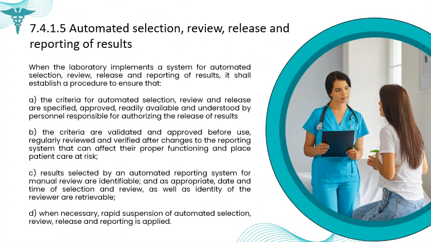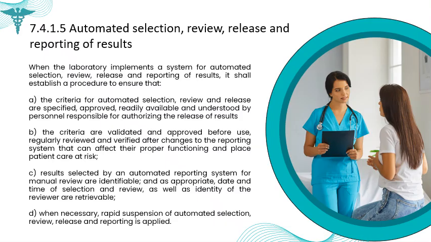Automated selection, review, release, and reporting of results. When the laboratory implements a system for automated selection, review, release, and reporting of results, it shall establish a procedure to ensure that the criteria for automated selection, review, and release are specified, approved, readily available, and understood by personnel responsible for authorizing the release of results.